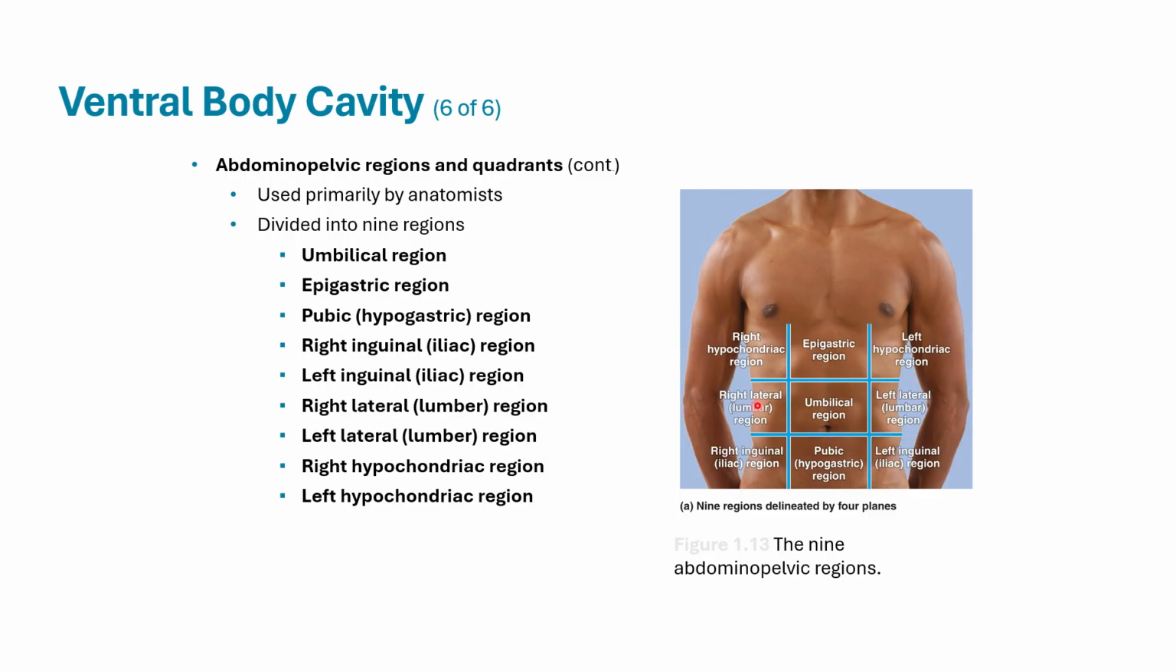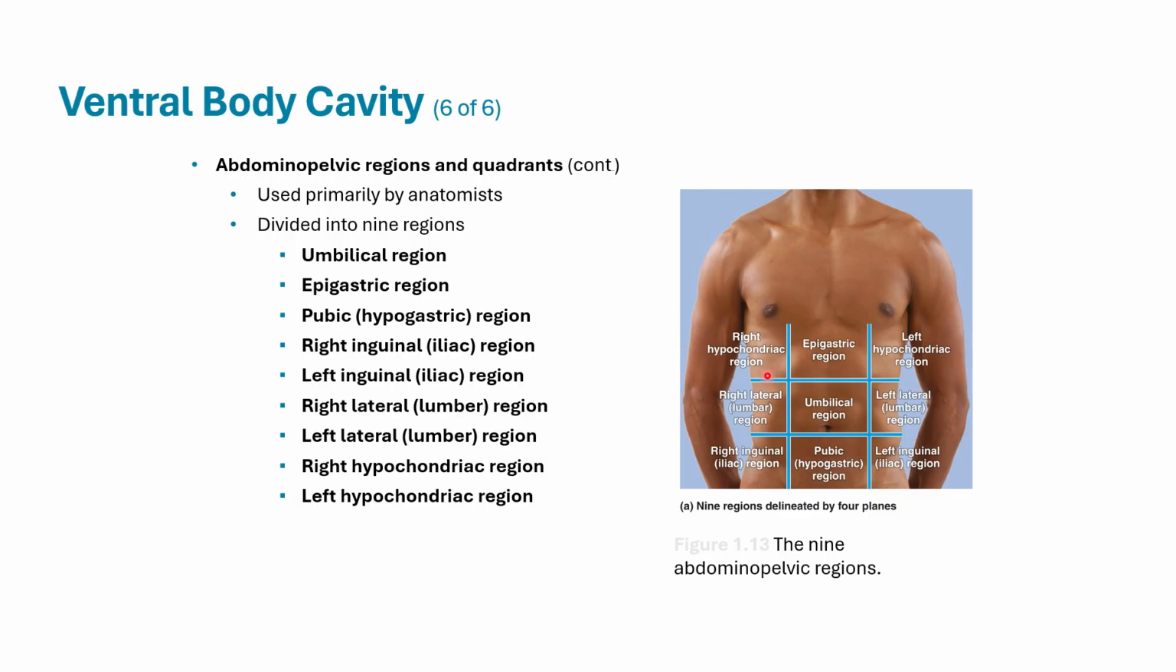The superior transverse plane is inferior to the ribs. Okay, so the ribs are going to come down here. It's just below that last rib. The inferior transverse plane is just superior to the hip bones. The two parasagittal planes here lie just medial to the nipples. Okay, so the nipples are here, a little bit medial towards the center.